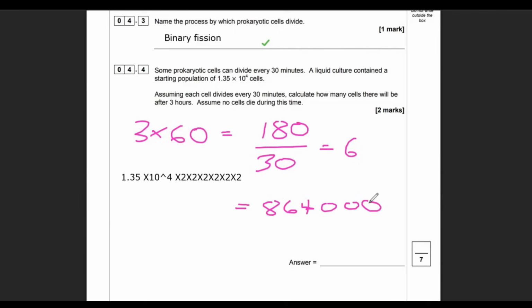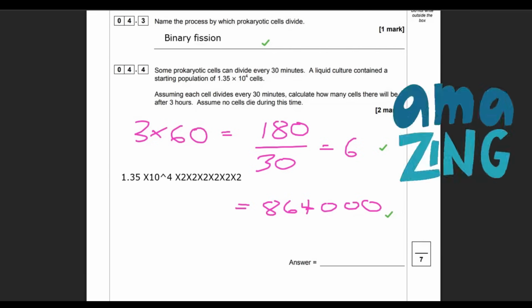864,000. Now, you could write that in standard form if you wanted. I'm just going to leave it like that, but you can put it in standard form as they gave us the population of cells in standard form. What would it be? 8.64 times 10 to the 5? Yeah, something like that. Anywho, I'll leave it like that. That way, I'm less likely to make a mistake when I try and convert it into standard form. There we go.